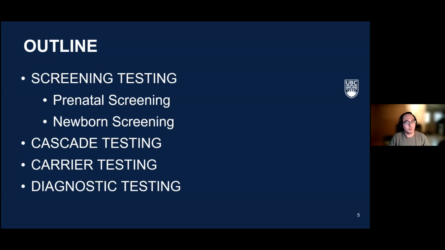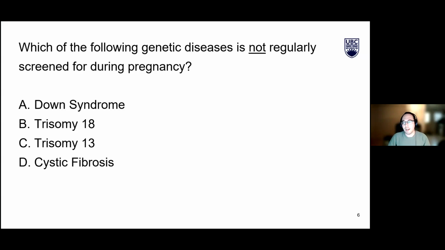All right, so this is the outline for the talk today. We're going to cover screening testing, which includes prenatal screening and newborn screening. We'll cover cascade testing, carrier testing, and then we'll end with diagnostic testing. Before we get into the content, I have a few questions for you. This is on certain things that I'm going to be talking about throughout this talk. I certainly don't expect you all to know all the answers, but I'll get a poll going here for these questions. So let's see. All right, so you should be able to now submit your answers to this first question I have.